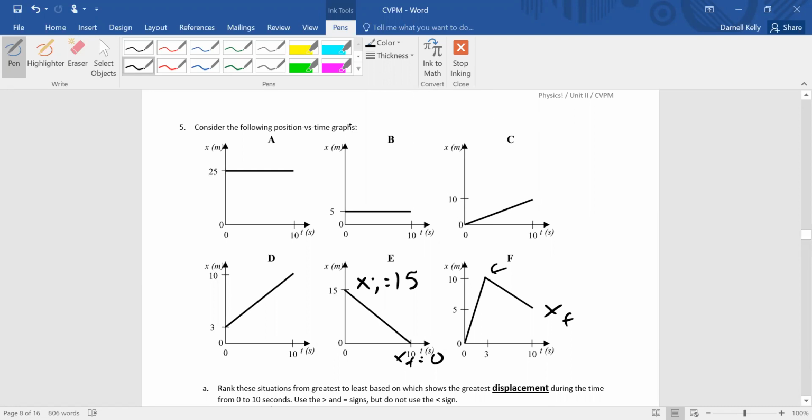So in number 5, we're considering the following position versus time graphs. You know already this one here, the guy is at rest, and this one has a velocity, etc. So what we need to do is rank these situations from greatest to least displacement, during the time from 0 to 10 seconds. Use greater than and equal signs, but do not use the less than sign. So we're going to have to get displacement. Remember, the definition of displacement is final position minus initial position. That's all you're concerned with.